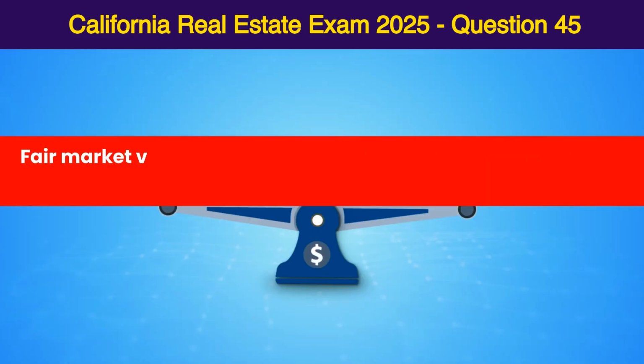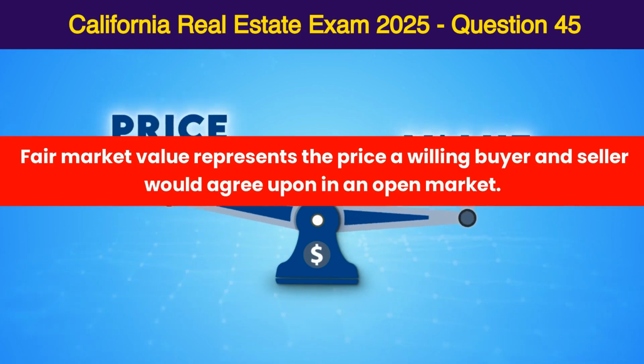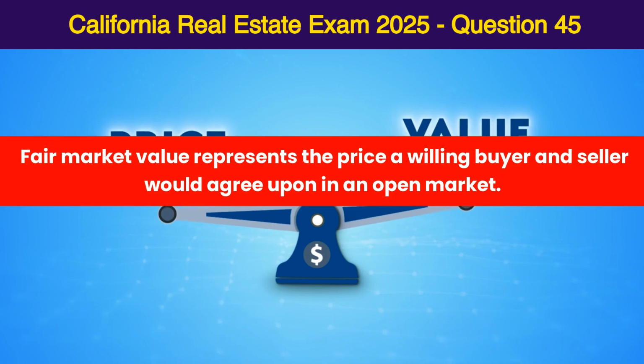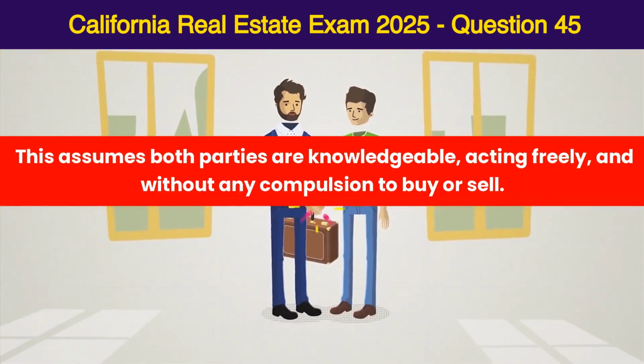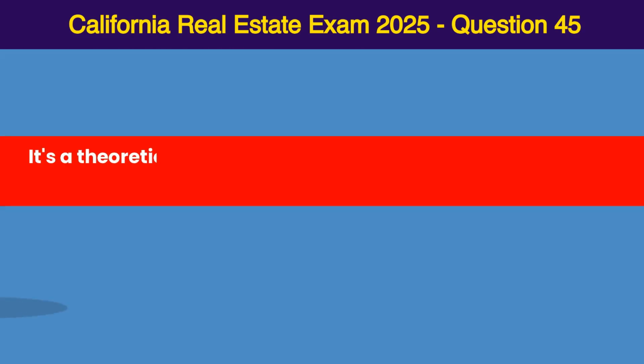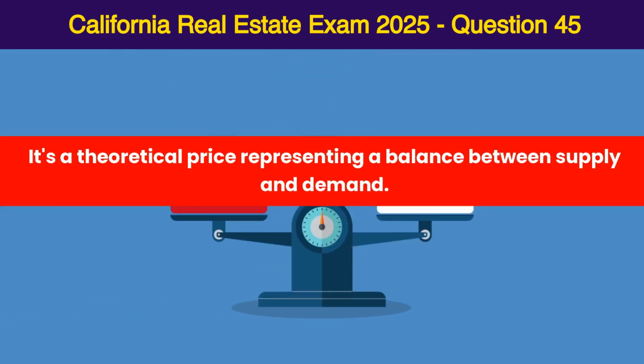Fair market value represents the price a willing buyer and seller would agree upon in an open market. This assumes both parties are knowledgeable, acting freely, and without any compulsion to buy or sell. It's a theoretical price representing a balance between supply and demand.